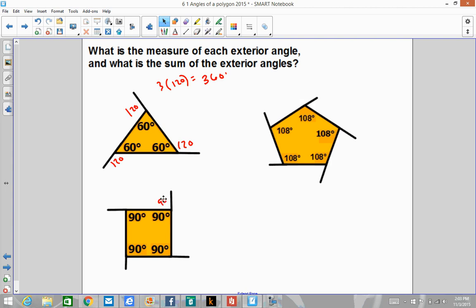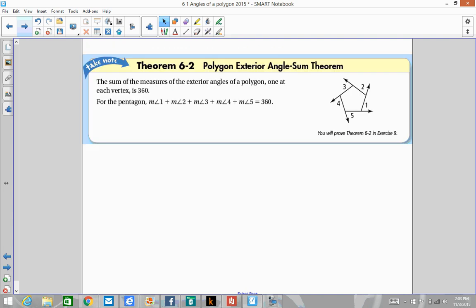All right, so we got 90 here, 90 here, 90 here, 90 here. So 4 times 90 equals 360. This is 72, this is 72, this is 72, this is 72. These are all linear pairs. And so 5 times 72, that's 360. Well, it looks like the shapes kept changing, but the sum of the angles on the outside didn't change, no matter how I changed the shape. Which leads us to this first little theorem.